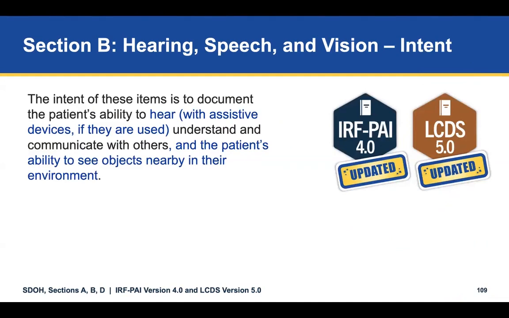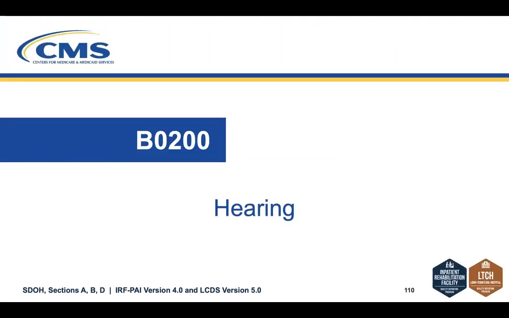Even though hearing and vision are new data elements to both the IRF-PAI and LCDS, both assessment instruments have additional data elements in this section related to communication. Therefore, the rationale for section B was updated to include information related to hearing and vision. So now the intent of these items reads that the intent is to document the patient's ability to hear with assistive devices if they are used, understand and communicate with others, and the patient's ability to see objects nearby in their environment. First, we'll review B0200 hearing.